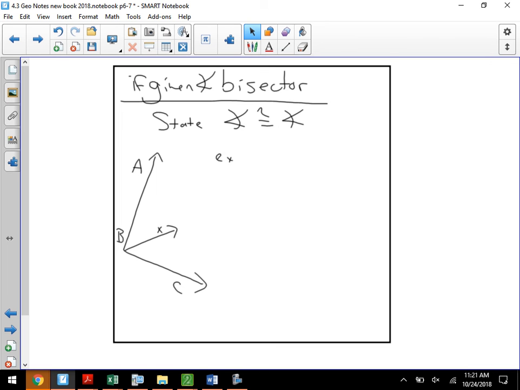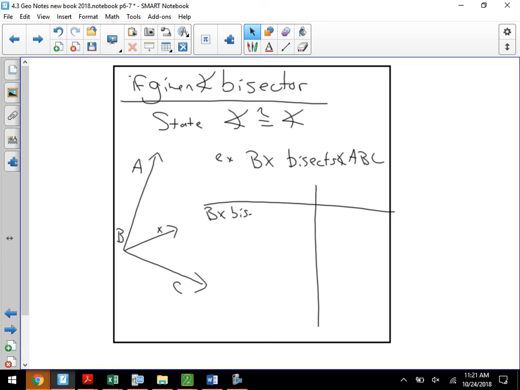So if I say BX bisects angle ABC, if I just say something real simple like that, you obviously have the given BX bisects angle ABC. If that's the bisector, what does it do to the large angle ABC? It cuts it in half.